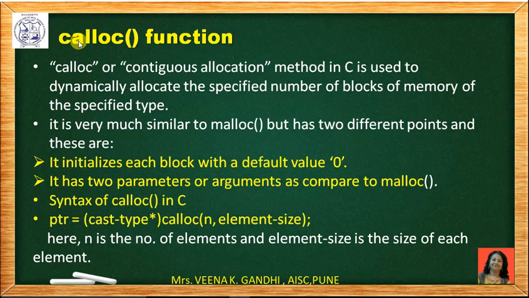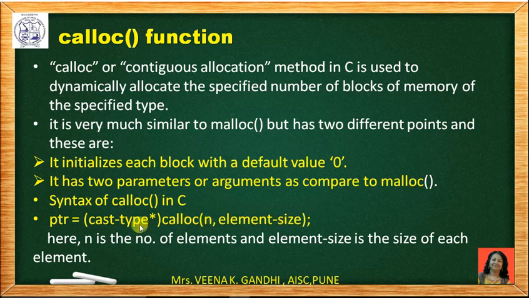Next function, the calloc function. Calloc, or contiguous allocation method in C, is used to dynamically allocate the specified number of blocks of memory of the specified type. It is similar to the malloc function, but it has two differences. It initializes each block with the default value 0, whereas in malloc the default value is garbage. Also it has two parameters or arguments as compared to malloc. In malloc we only pass one argument. In calloc we pass two arguments.